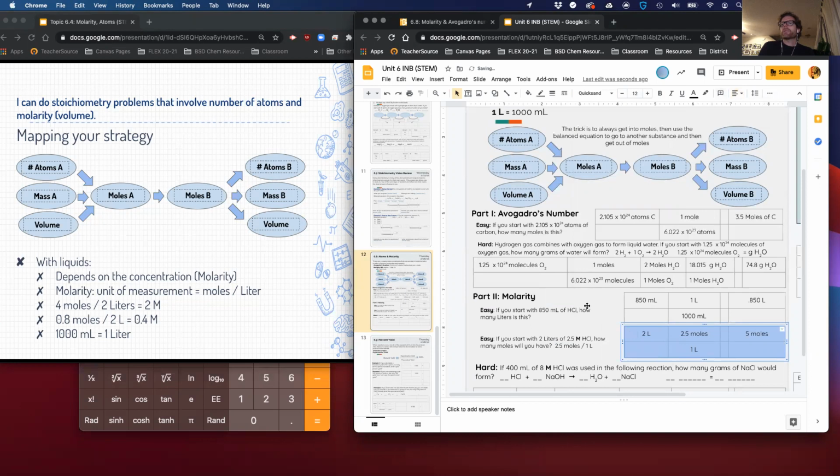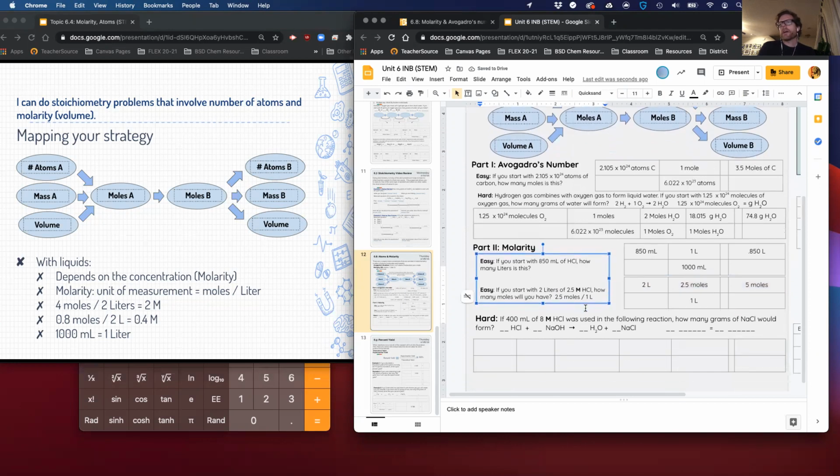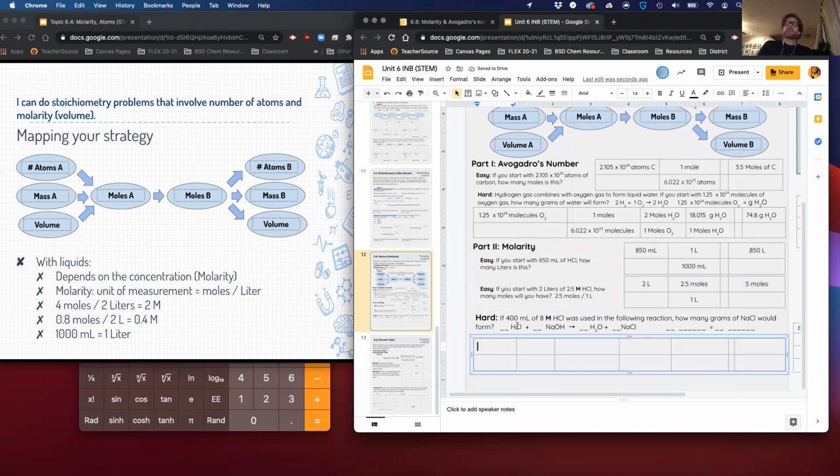The last one is a bit more complicated and more like how we're going to be doing it in our homework and everything. So if I start with 400 milliliters of 8 molar HCl, how much NaCl would form? So first thing is, let's balance it. And this one's actually a pretty easy one to balance. It's just 1 straight across. And basically, if I start with 400 milliliters of HCl, how many grams of NaCl? So I'm starting here with volume, and then I'm going to mass.